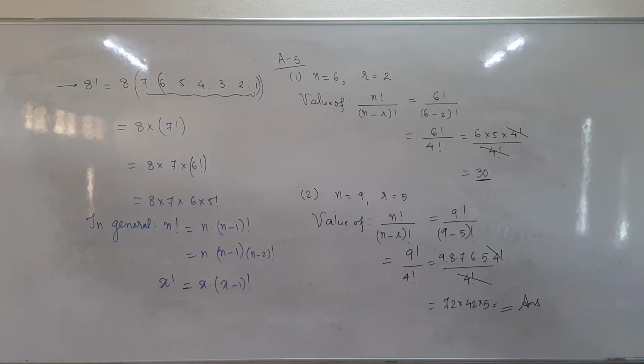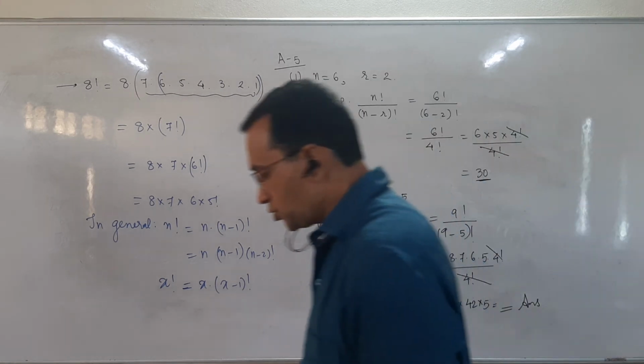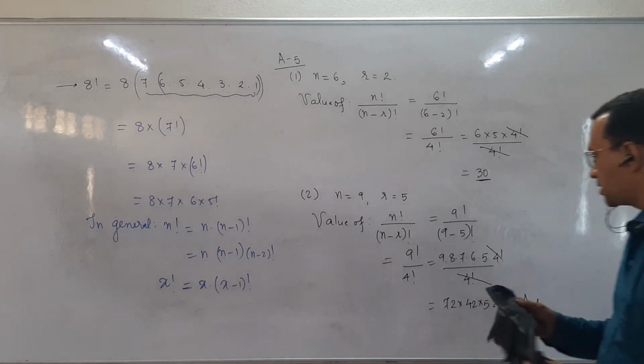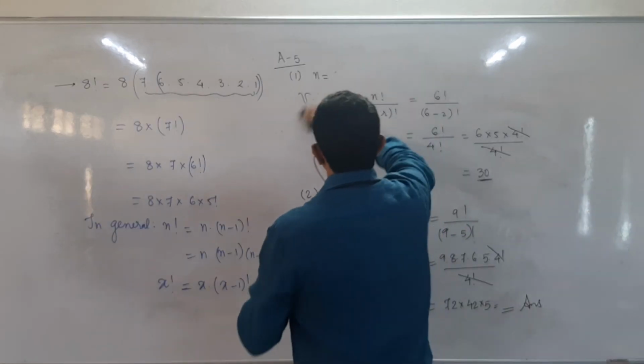Then students, factorial. What is factorial? The product of first n natural numbers is defined as, students, n factorial, and the formula for n factorial is multiplication of 1, 2, 3 up to n natural numbers. In general, n factorial is the product of first n natural numbers. We have an exception that 0 factorial is equal to 1.